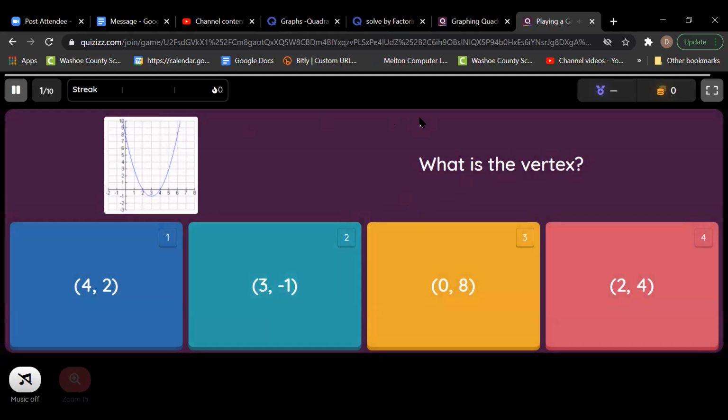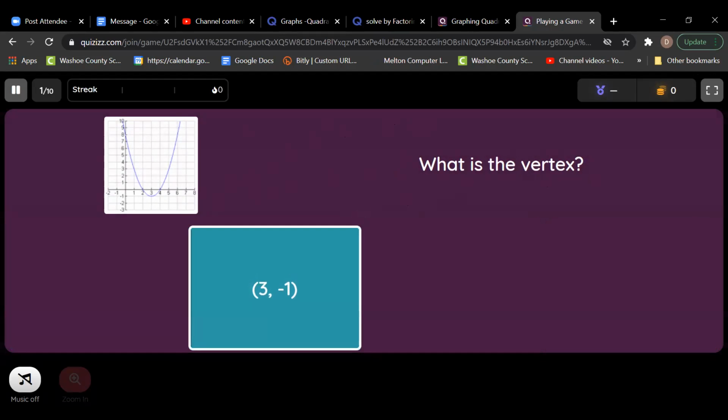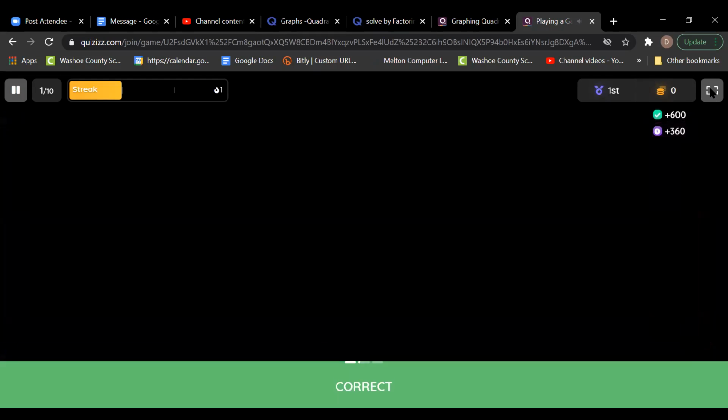Okay, so here the first question asks you, what is the vertex? Well, your vertex is going to be this little bottom piece right there. So that's a positive 3, negative 1. Boom. That's your vertex.